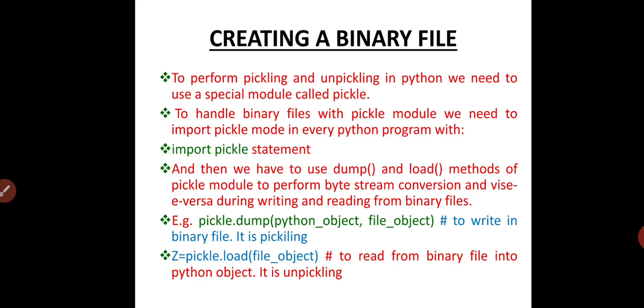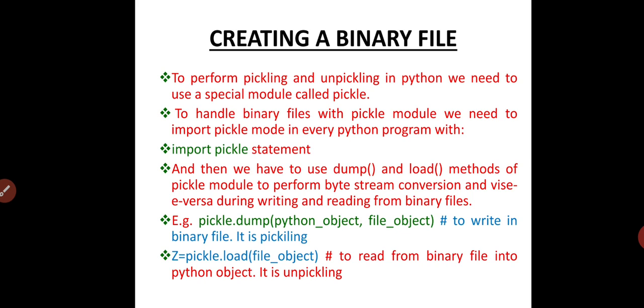During reading and writing, we need to do the conversion of byte stream data. When we want to write something into a binary file, the Python object or Python data is converted into a byte stream. So the dump operation does the conversion of Python data into byte stream data, and on the other hand, the load method does the reverse conversion. The binary file contains byte stream data, so that data is converted into Python data objects, and then those objects are printed on the screen with the help of the print command. So these load and dump methods are mainly used to perform binary file operations using the pickle module.